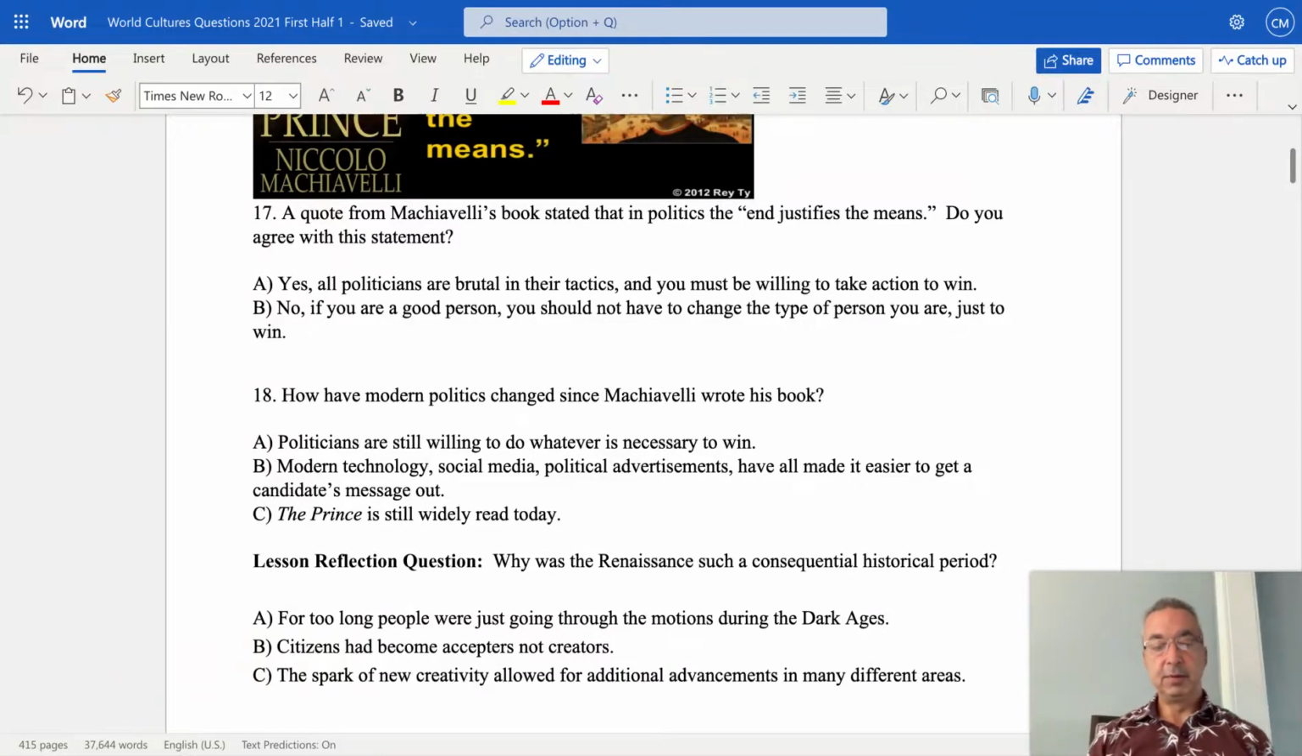Okay, some things you could have potentially put down. For too long, people were just going through the motions during the Dark Ages without creativity and new ideas. During the Dark Ages, citizens became more acceptors than creators. And then the spark of new creativity would allow for additional advancements in many different areas. In fact, some of the periods of time we'll be looking at in the future kind of can trace their foundation roots back to the Renaissance. For example, eventually we'll be looking at the scientific revolution. And without the idea, the basic premise that individuals need to think for themselves, the scientific revolution would never have occurred.